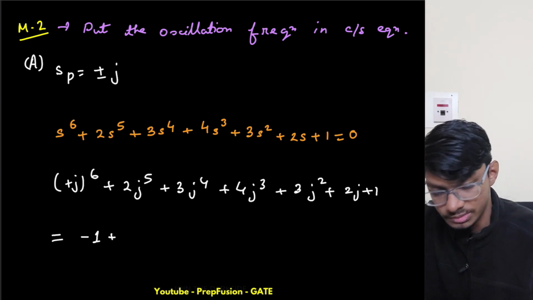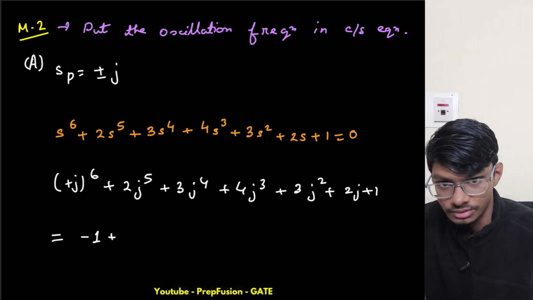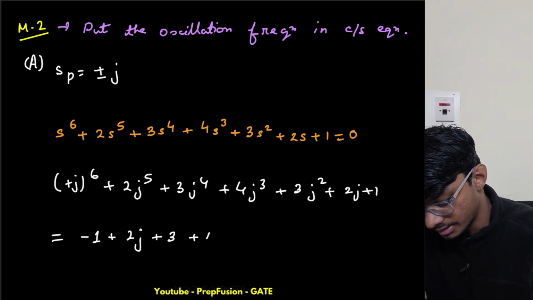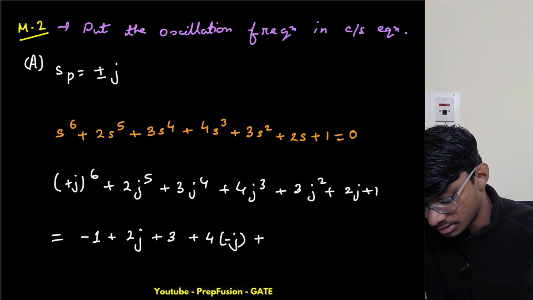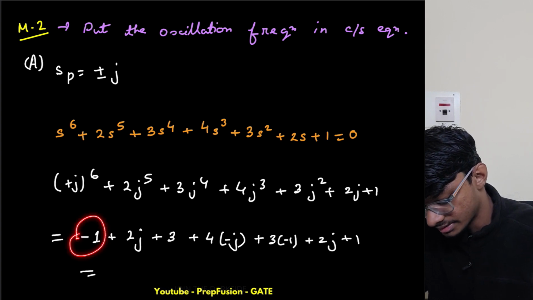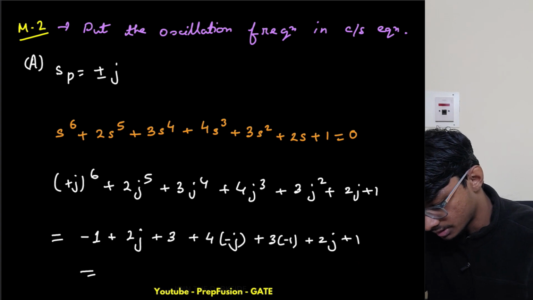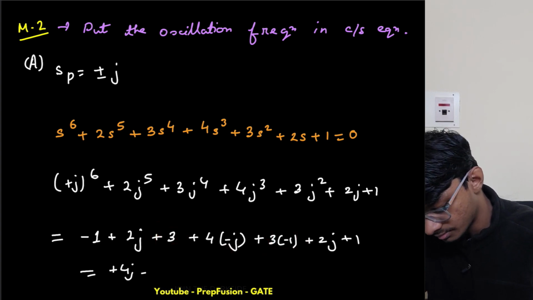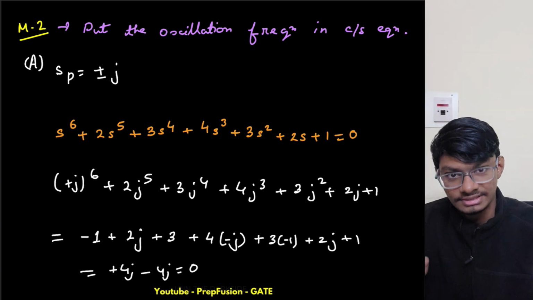What is j to the power 5? It is basically j to the power 4 times j. So j to the power 4 is 1, so this will be 2j. Now what is j to the power 4? It is 1 itself. j cube is minus j, and this is plus 3 minus 1, and this is plus 2j, and plus 1. So what is this? Basically plus 1 minus 1 is getting cancelled, and this j is still here, so this is plus 4j, right? And this 3 and minus 3 is getting cancelled, and I have minus 4j over here, right? So yes, I see that my equation is satisfying.